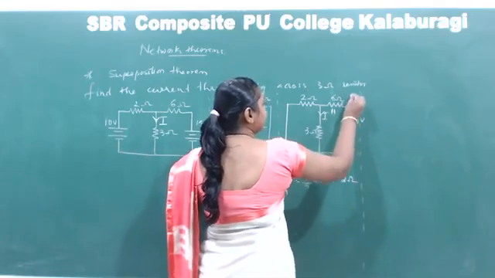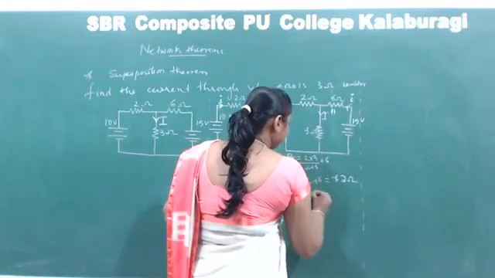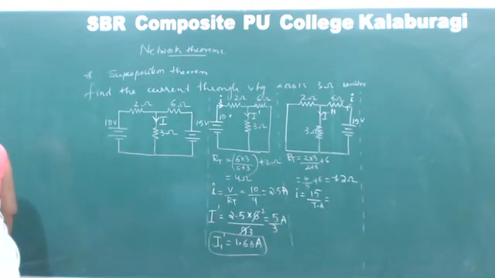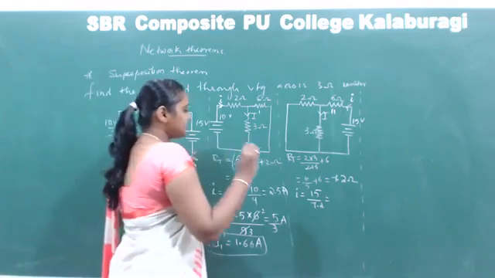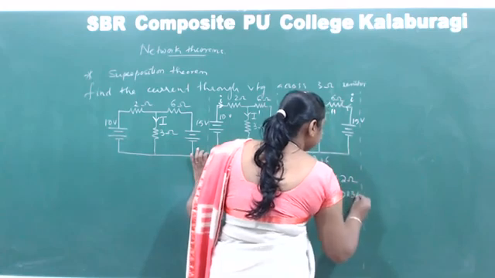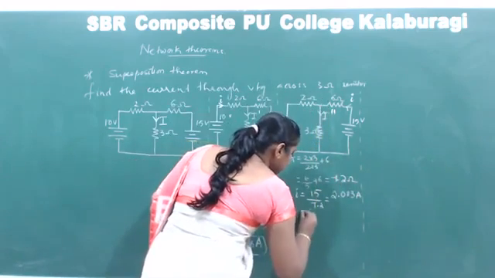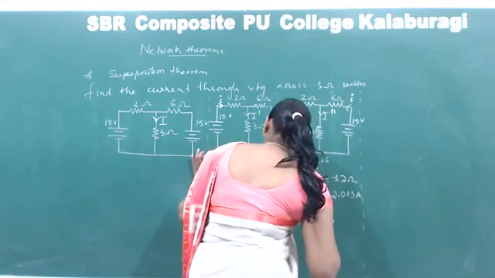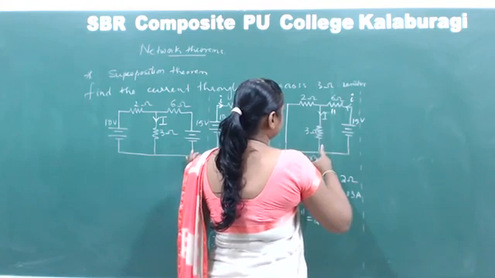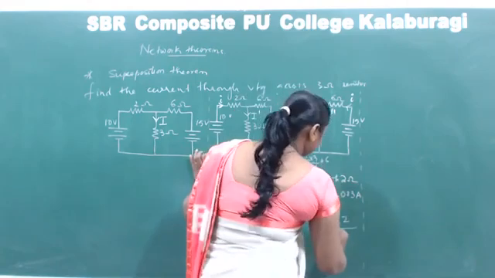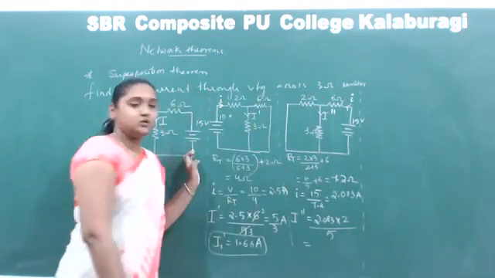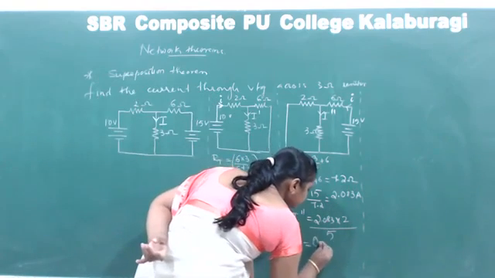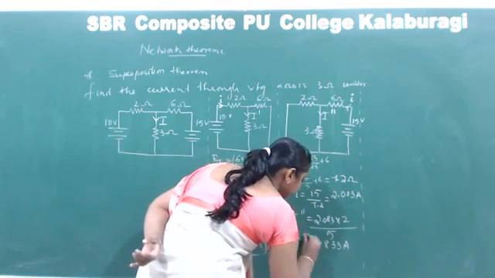Now this current i again we are denoting. So i is 15 by 7.2. 15 divided by 7.2 is 2.083 amperes. Now I double dash is 2.083 into 2 divided by 5. 2.083 into 2 by 5 gives you 0.833 amperes. This is I double dash.